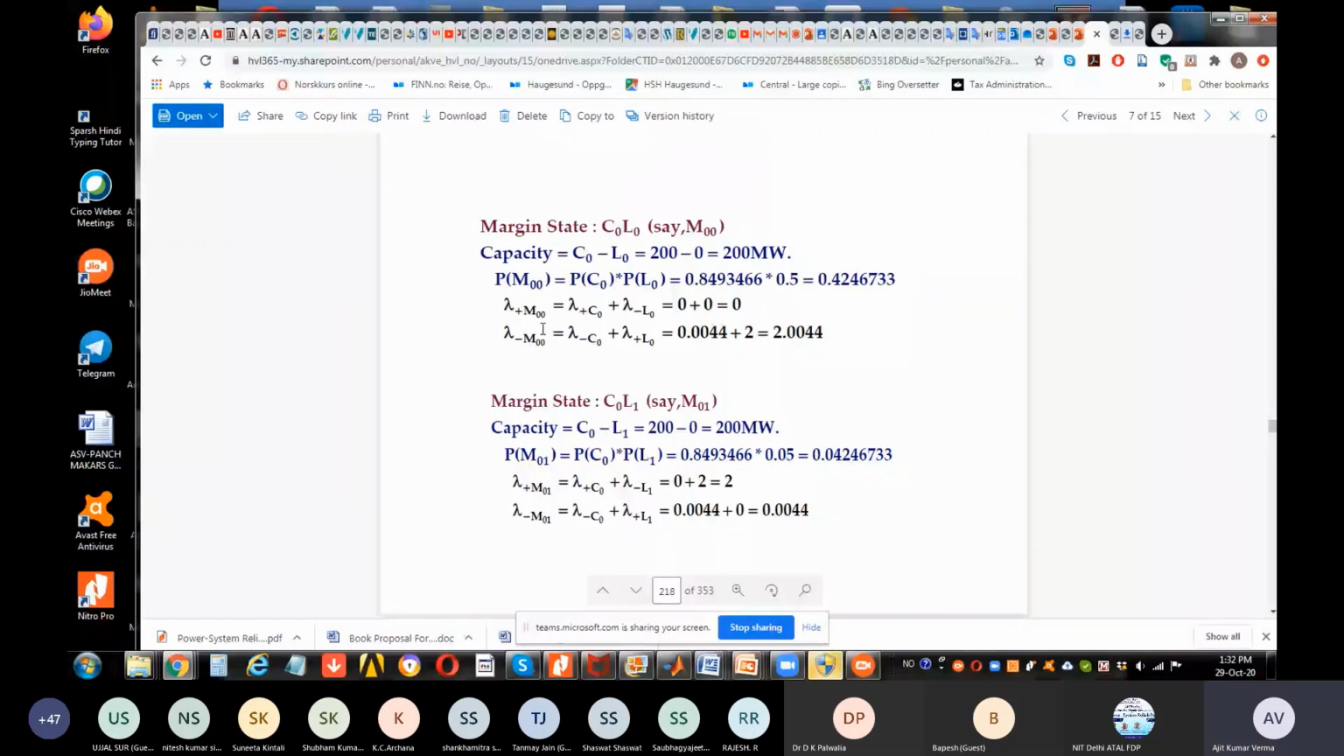Next is to find out what is the departure to a higher state and departure to a lower state. Could there be a higher margin state? Here the maximum generation and the lowest load. So there is no higher margin than 200. Okay, so that's 0. And could there be a lower margin? Yes, there'll be a lower margin.